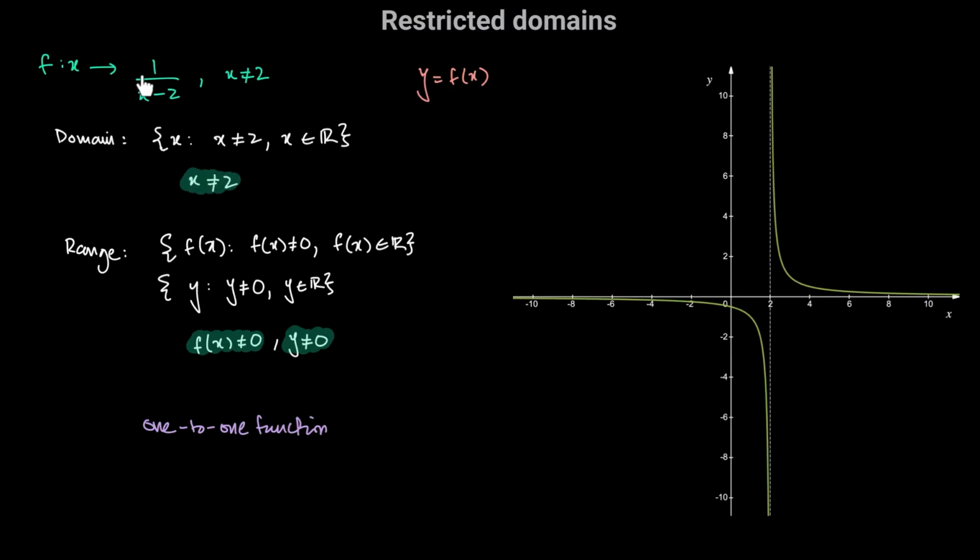Whenever we're dividing by something, and the input is in the denominator, we know that we can't have any value for the input which would make the denominator equal to 0. So now let's look at the next example.